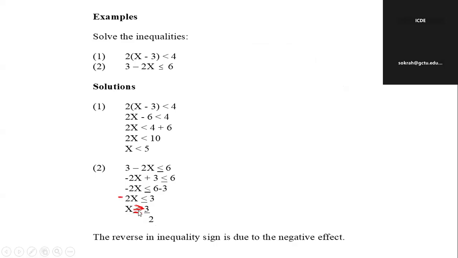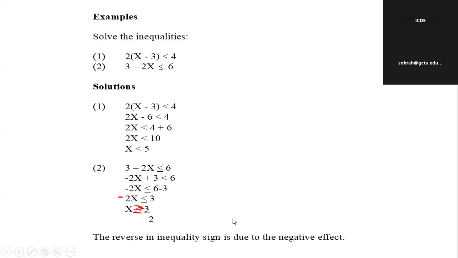Negative 3 over 2. And it should be what? The sign, you see that the sign has changed here. It was less than or equal to, but because we divided through by negative 2, the sign has changed from less than or equal to greater than or equal to negative 3 over 2, which is the same as negative 1.5.